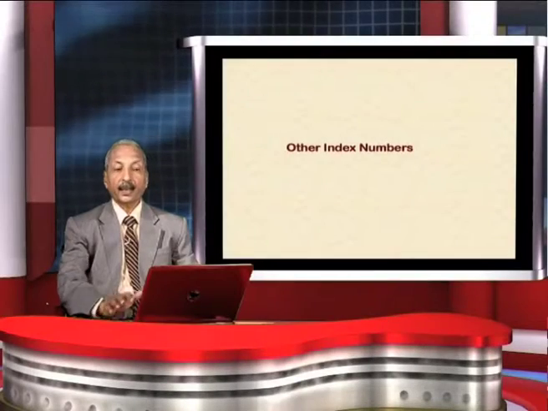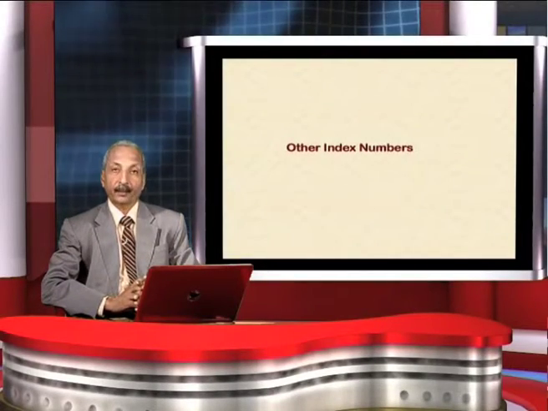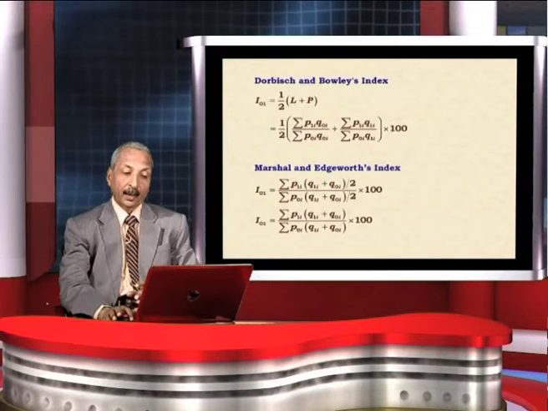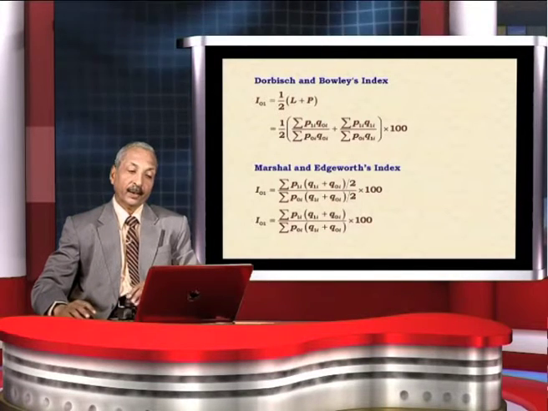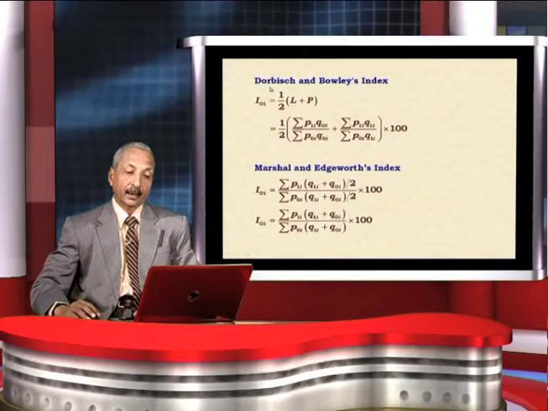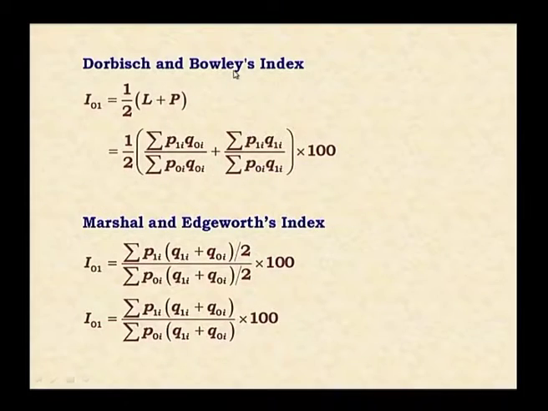Now, let us discuss the other index numbers. Here, the first one is the Drobisch and Bowley's index number, and it is nothing but the average of the Laspeyres and Paasche index numbers. That is, I01 is equal to half times L plus P, that is L01 plus P01, and we get this formula for this index number.